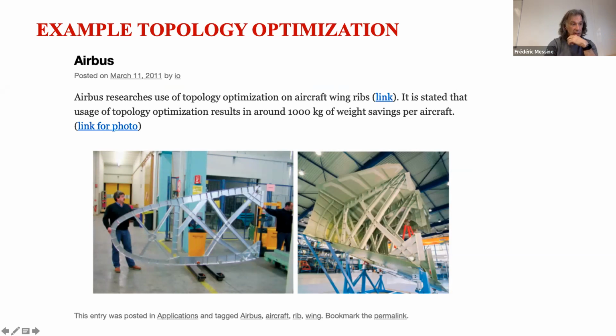You can see the interior of the wing. That's difficult for a human to make, those kinds of curvatures, but that was designed by topology optimization software, and the result is around 1,000 kilos of weight saving per aircraft. So that's very, very huge. The gains are very huge compared to what very good engineers can do.